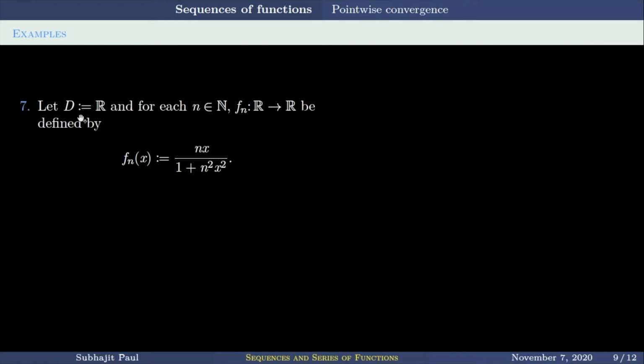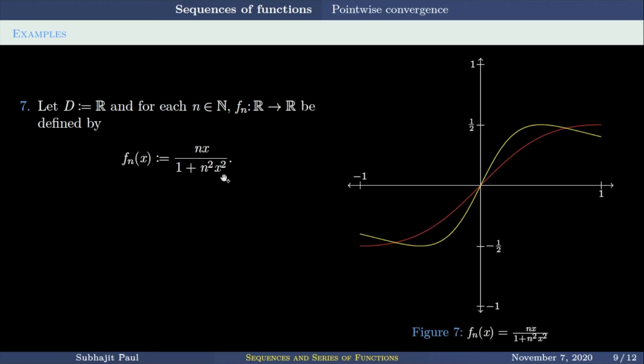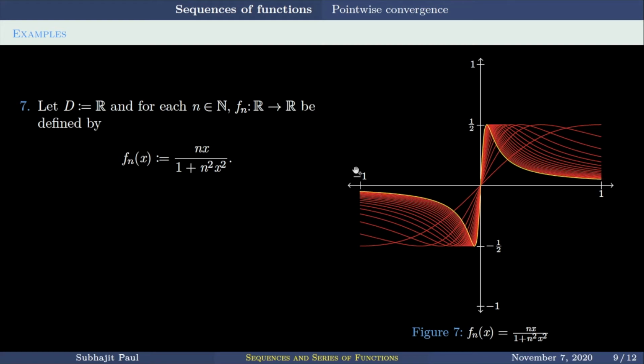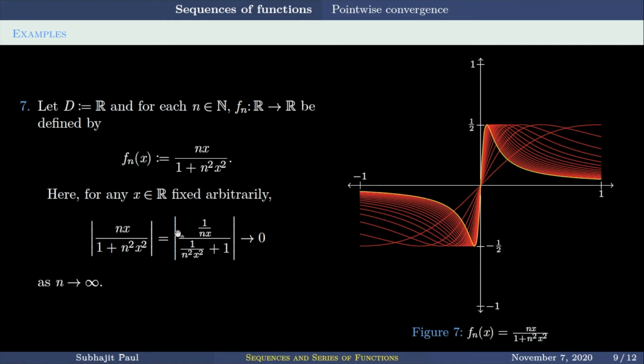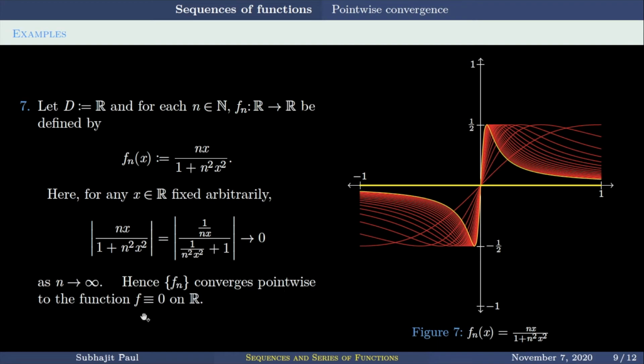Next example, we have the domain as the entire R, and fn is defined as nx over 1 plus n square x square. So these are your graphs. You can see that they are also going very close to 0, but not very comfortably. They first go up at this point and then crawl back to 0. For every real number x fixed arbitrarily, this quantity is tending to 0. You just divide by n square x square in the numerator and the denominator. Then you see that as n tends to infinity, this entire quantity tends to 0 for any fixed x. So the sequence converges pointwise to the function f equal to 0 identically on the entire R.